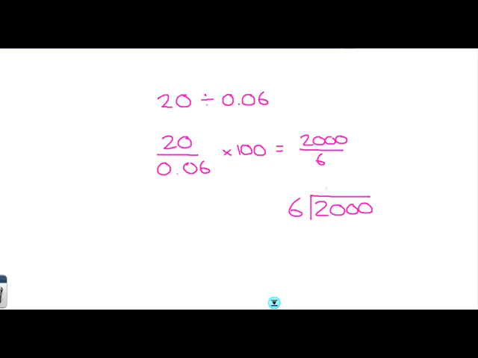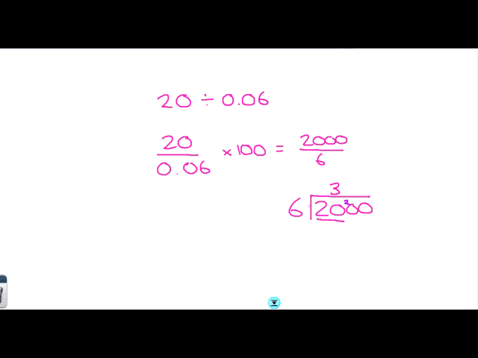So I think the easiest way is to say, how many 6s go into 2? Well, because they don't go, we then combine these two numbers. So how many 6s go into 20? Well, that would be 3, because 3 sixes are 18. So it doesn't fit exactly into 20. We have 2 remainder. So that remainder goes there.